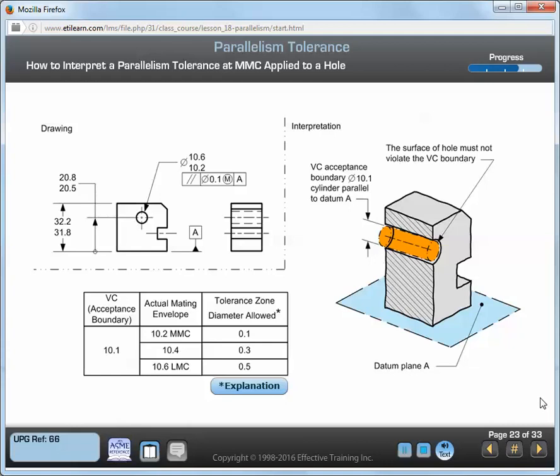Note that the total parallelism tolerance allowed increases as the hole departs from MMC towards LMC. This increase is the bonus tolerance. If you'd like to learn about why the surface interpretation is preferred over the axis interpretation, click on the button labeled Explanation.